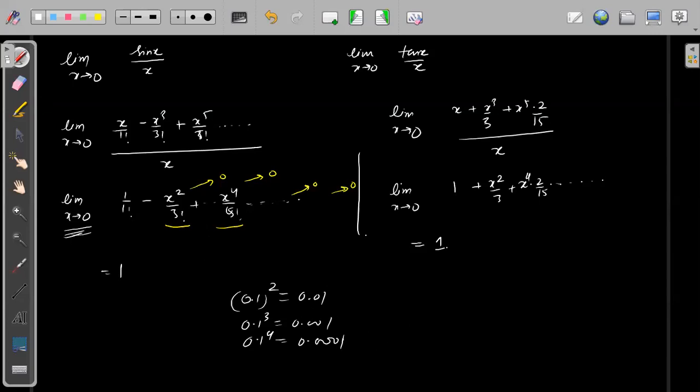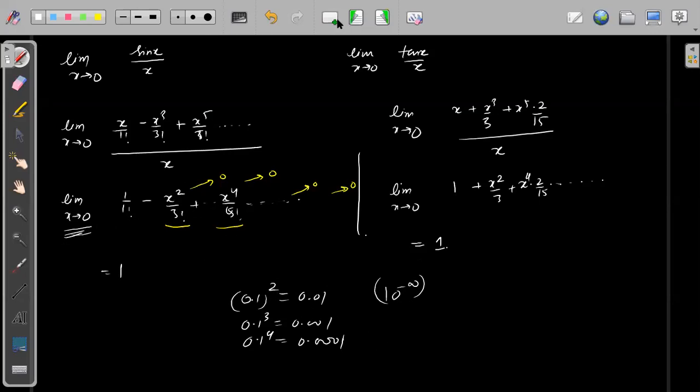Yes? So when x is tending to 0, this is actually 10 to the power minus almost tending to infinity. Square of that will make it much more 0. That is why all these terms will individually tend towards 0.